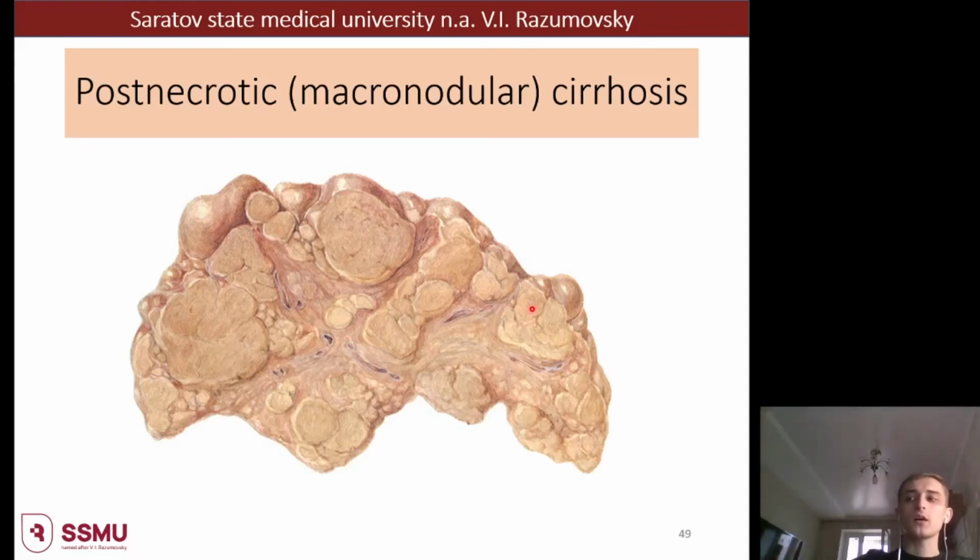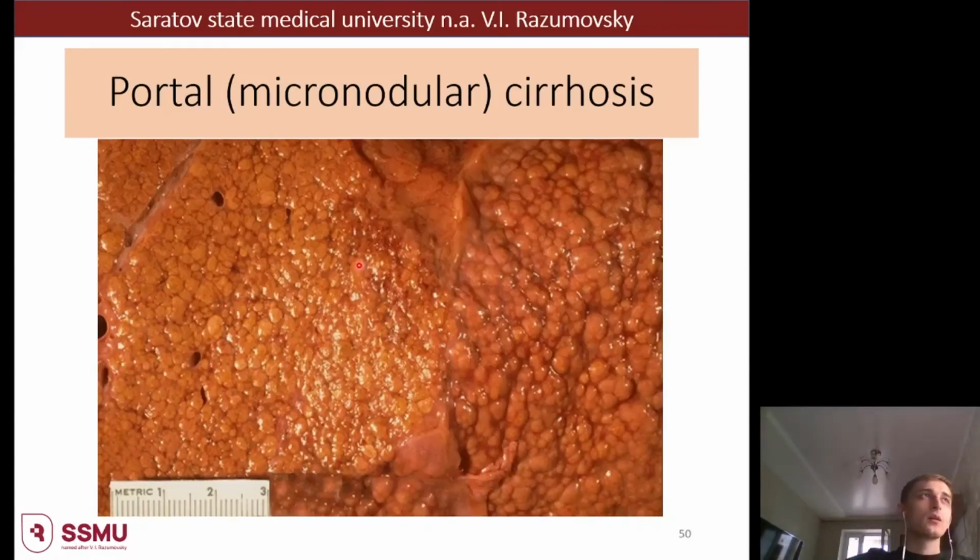It may be that malignant viral hepatitis leads to it, or intoxication by drugs or alcohol and formation of necrosis in the liver. And after necrosis, we can see fake lobes and regenerate nodules in the liver, like here. The liver has an orange or yellow color. Portal micronodular cirrhosis.